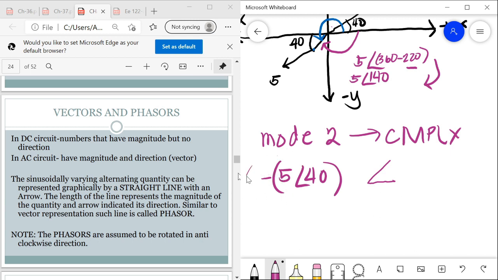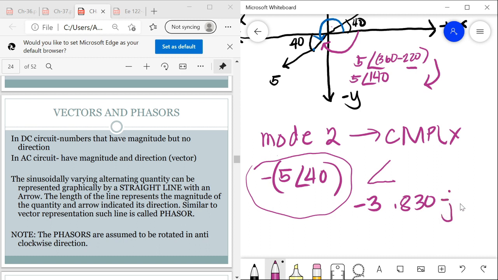So, if you input this quantity in your calculator, negative 5 angle 40, equal to, at first you will get a rectangular form: negative 3.830 minus j3.214. You should have finished this in your advanced math. Before you take Circuits 2, you should already have knowledge of complex numbers. So this is what we call a rectangular form. j is the representation of an imaginary number. On your calculator it is i, but what we use in EE is j.